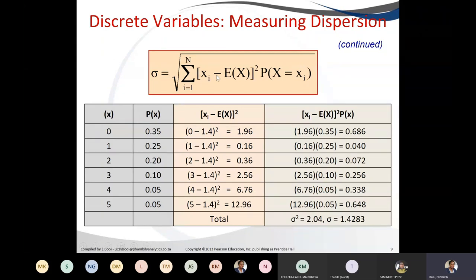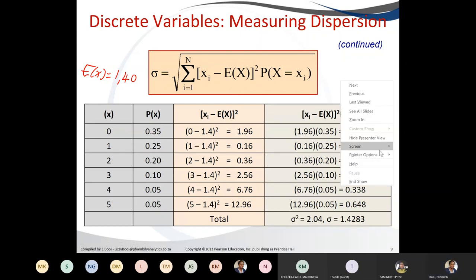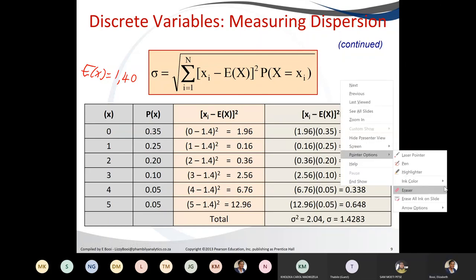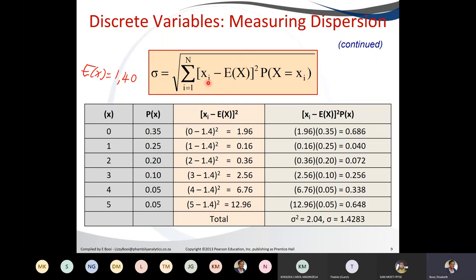So what I do, I start first with the square. Then I can expand it outside. I start with the observation minus the expected value squared. So it will say 0 minus, remember our expected value that we got was 1.40. So we use 0 minus 1.4 squared and we get the answer. Then 1 minus 1.4 squared, 2 minus 1.4 squared, until we get to 5 minus 1.4 squared. And once we have all these values, it means we did the first part of the equation.